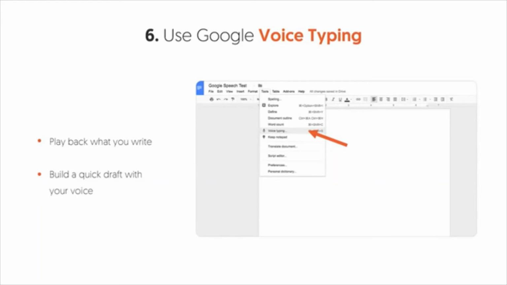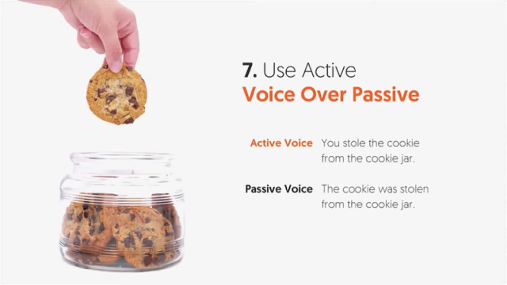You can also use Google Voice instead of typing. So in Google Docs, you can use the voice feature. A lot of times I'll just talk and it'll write things down, and then I'll go back and modify it. Number 7, use active voice over passive voice.